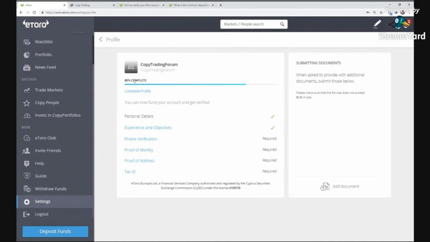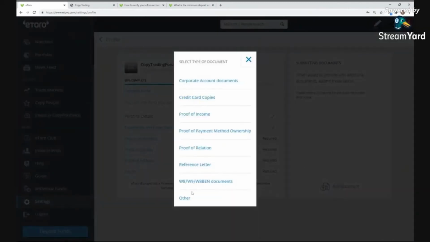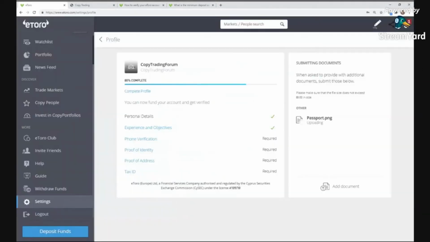And then this is 80% complete. So I need to put in my personal details, experience, objectives. We did that already. First of all, I'm going to do my proof of identity. So we click on that and I click add documents. Here I'm going to click Other because this is going to be my passport I'm going to upload. The other options are corporate account, credit card copies, proof of income, but Other is my passport. So I click on Other and you go to where you have your passport. I have my passport saved here as a scanned document.